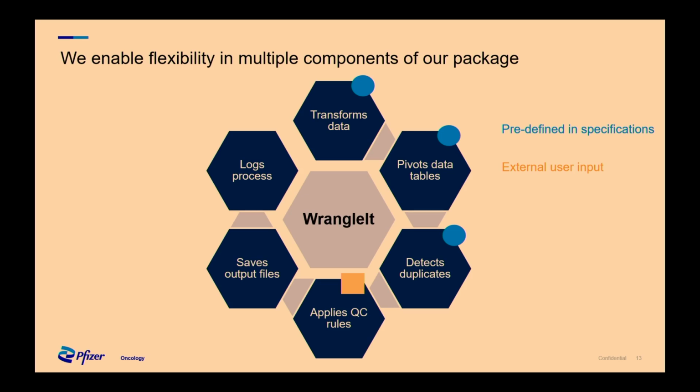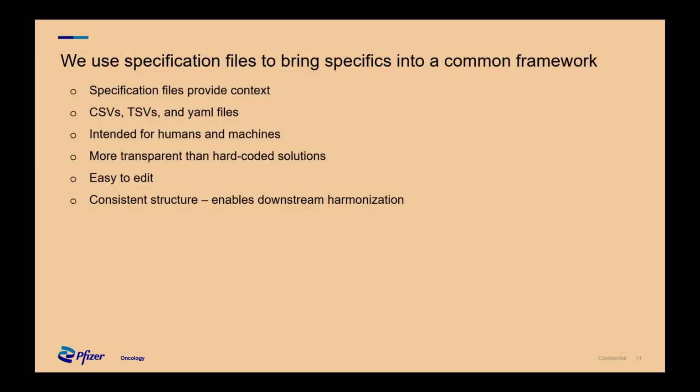So we have another group, a non-coding group, that's really instrumental in determining what qualifies as quality and what means the data can pass along to analysis. And so this is where we can integrate that input. So how do we do that?